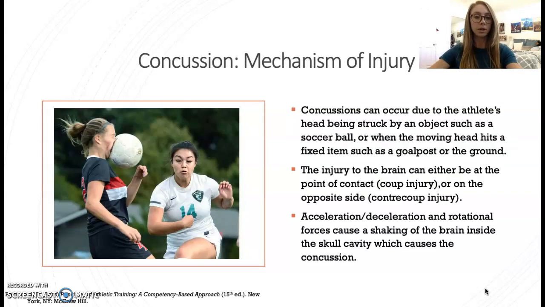So the mechanisms can be a couple different things. It can either be a face-to-ball contact, like in the picture, or it can be a girl-to-girl contact, or even falling, standing up and hitting the ground or hitting a goalpost. There's different ways that this can happen, and it can either be an injury at the point of contact, a coup injury, or the opposite side, a contrecoup injury. And what actually happens with the brain is an acceleration or deceleration in rotational force inside, which causes a shaking of the brain inside the skull cavity, which is how a concussion occurs.